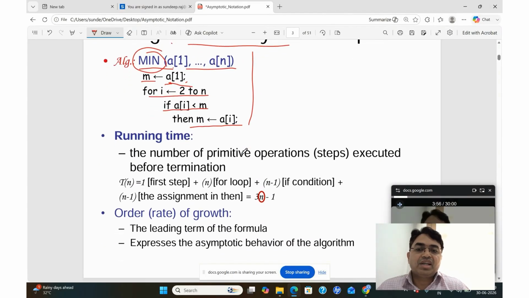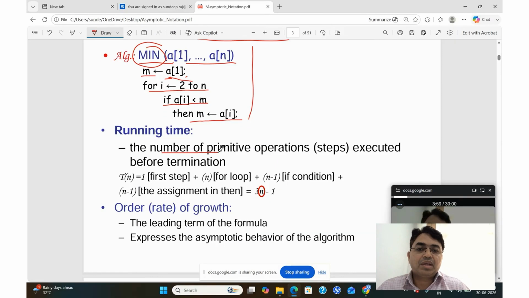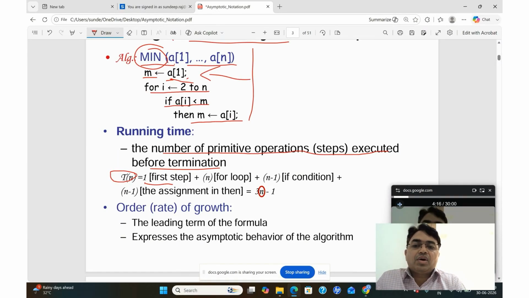So what is the running time in this particular case? Running time is again the primitive operations or the steps executed before termination, according to the definition. We will represent the total running time as T(n). For the first step, the assignment operation, we take only a single unit of time. For the loop, n primitive operations will be there for execution of the for loop.